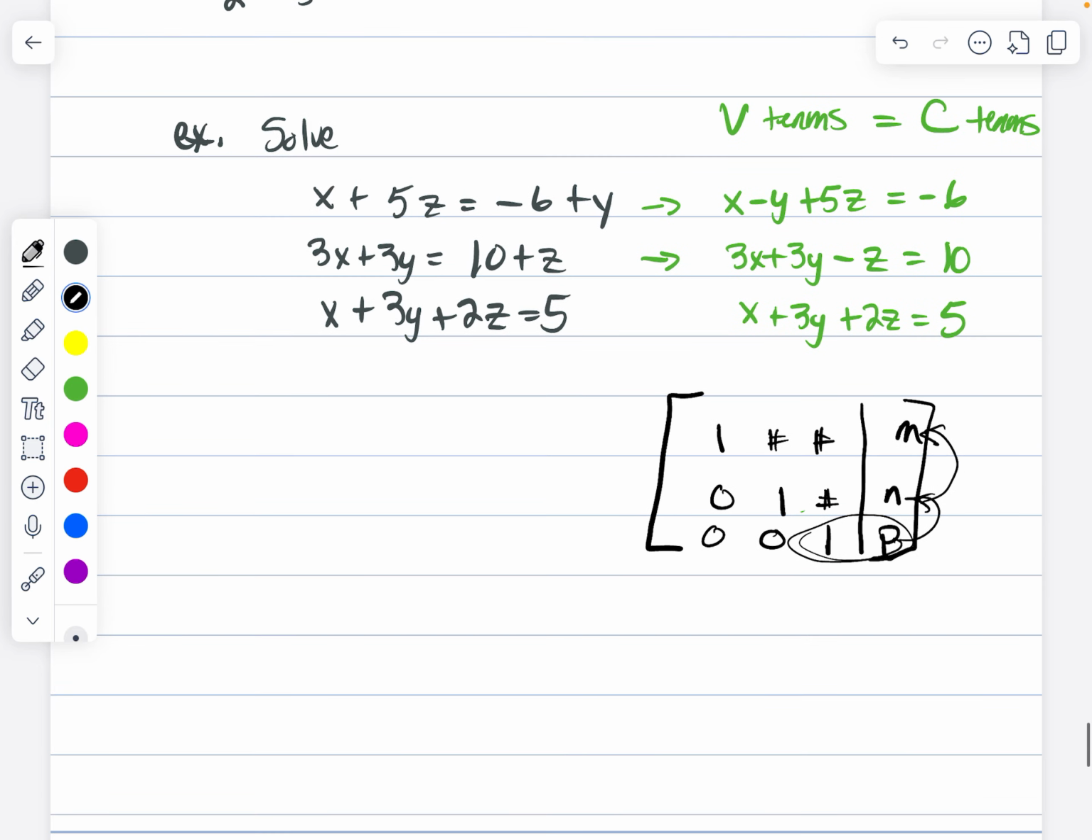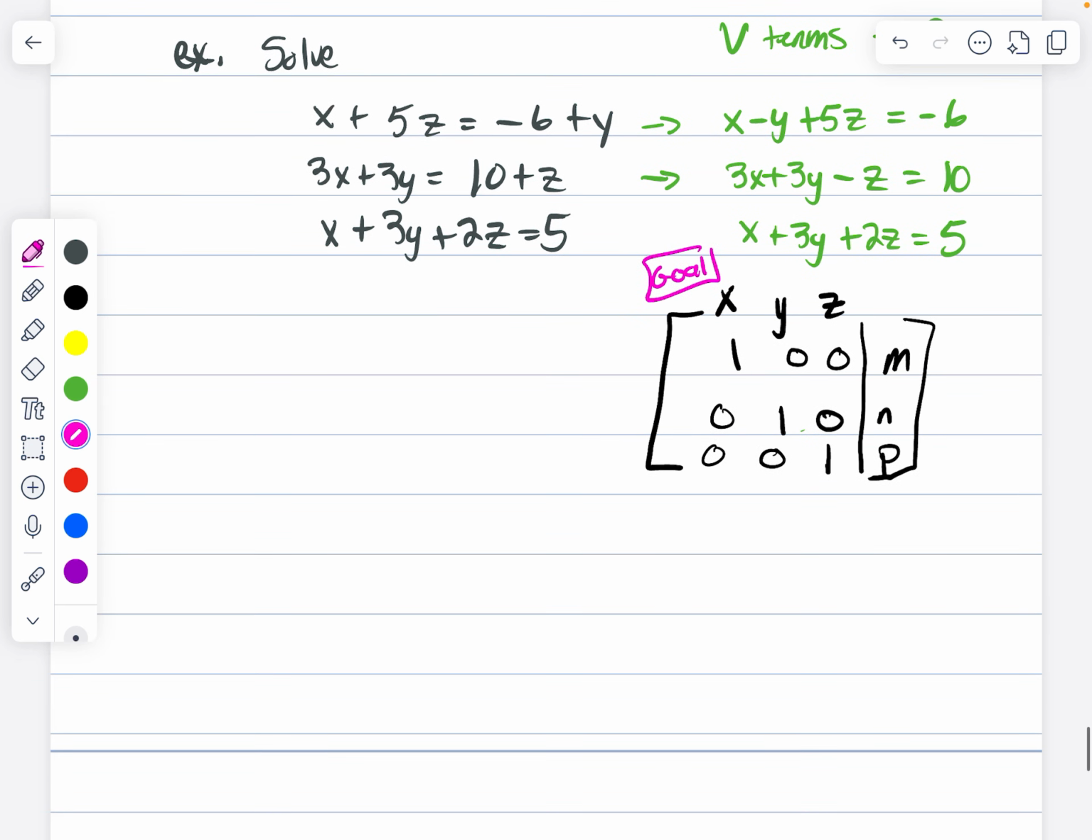So what Gauss-Jordan says is that we're going to make sure that we just have a diagonal of 1s, and then that will give us our solutions for x, y, and z. That way we don't have to use backward substitution. So again, this is the goal right here.